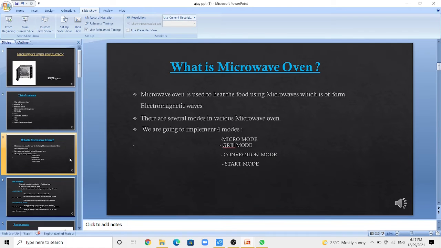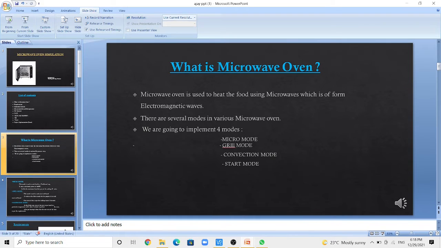First of all, you must know what a microwave oven is and its functionality. After that, you can design it in a simple and easy way. What is a microwave oven? A microwave oven is used to heat food using microwaves, which are a form of electromagnetic waves. By reading this point we can say that microwaves are nothing but electromagnetic waves.